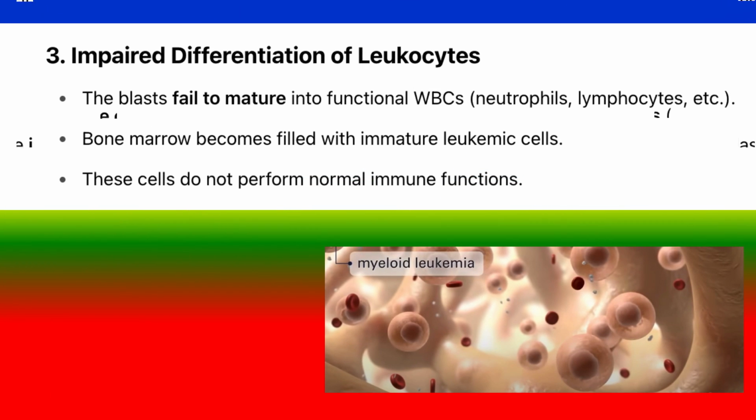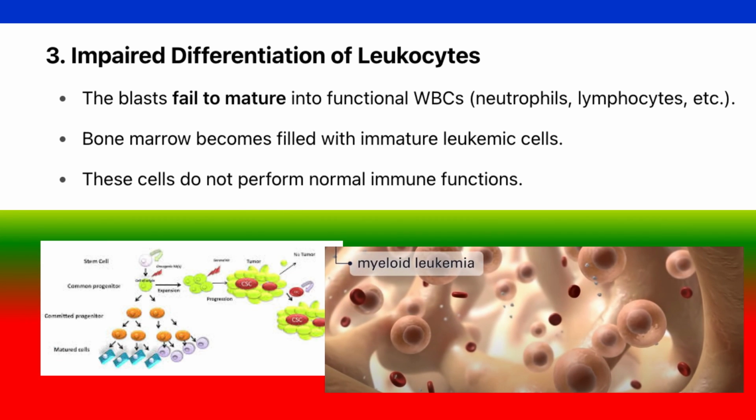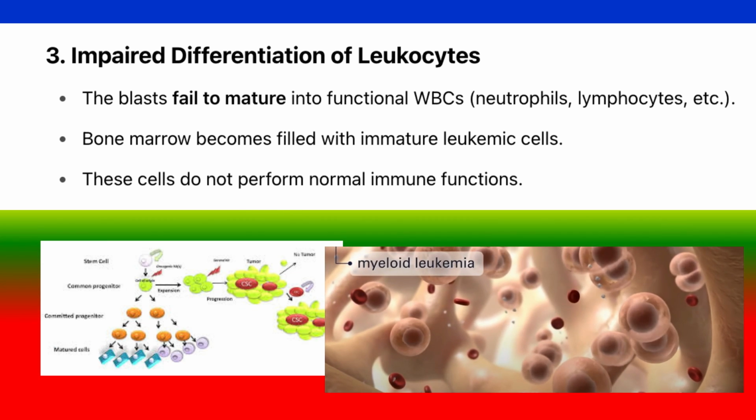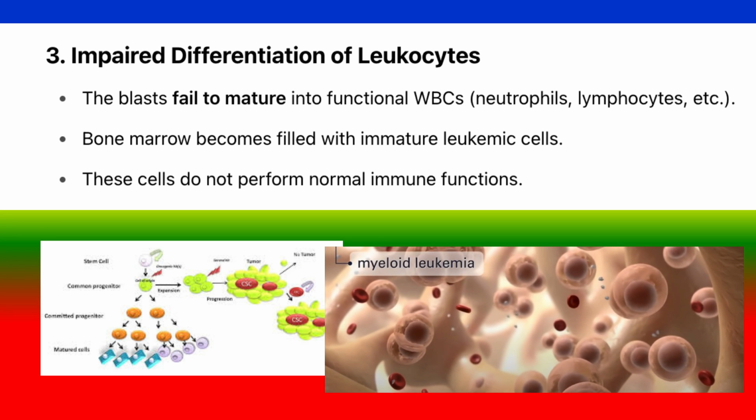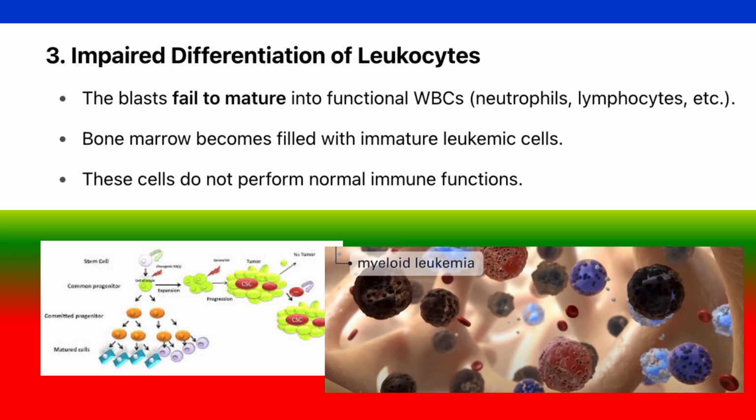3. Impaired differentiation of leukocytes. The blasts fail to mature into functional WBCs, neutrophils, lymphocytes, etc. Bone marrow becomes filled with immature leukemic cells. These cells do not perform normal immune functions.